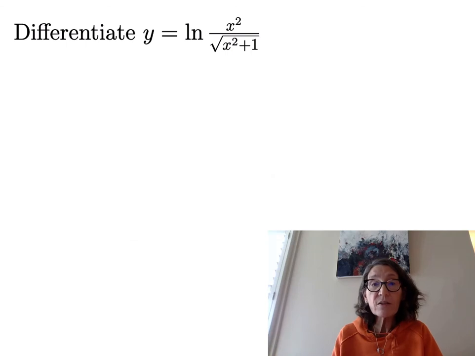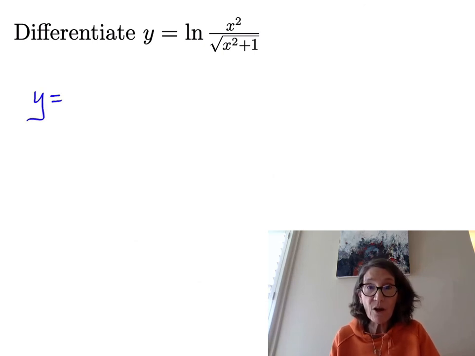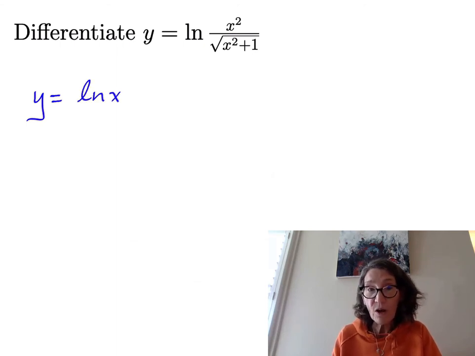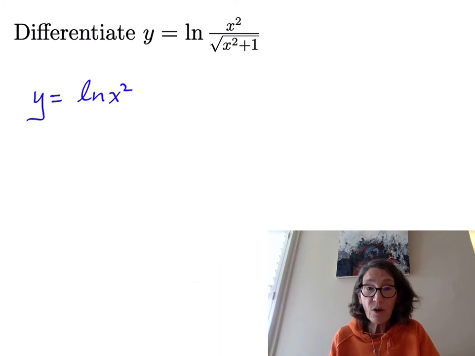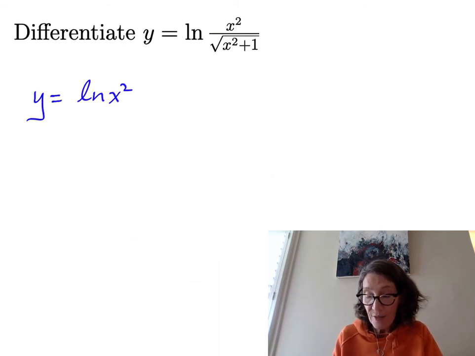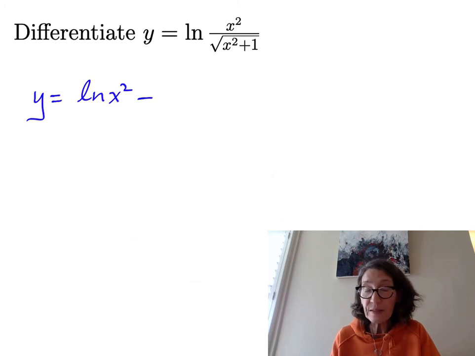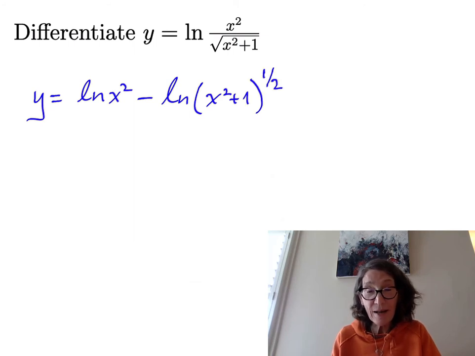So let's use properties of logarithms to just rewrite the function. So what I mean is, instead of the natural log of a quotient, we can write it as the difference of two natural logs. So it's the natural log of the numerator minus the natural log of the denominator. The denominator is a radical, a square root, so I'm going to also change that to a power. So the denominator is really x squared plus 1 to the 1/2.